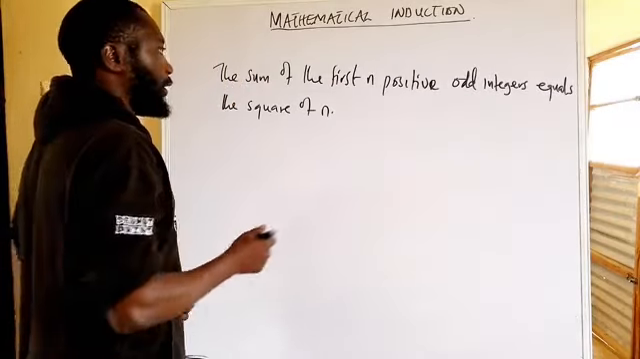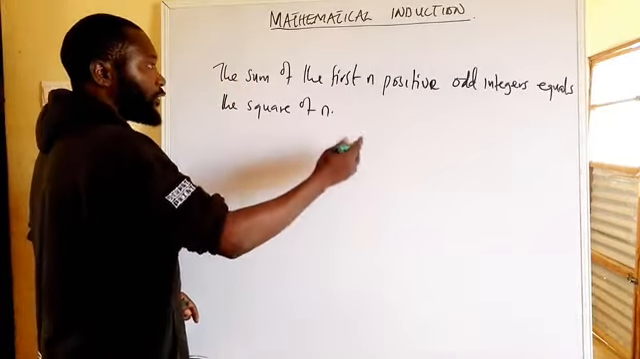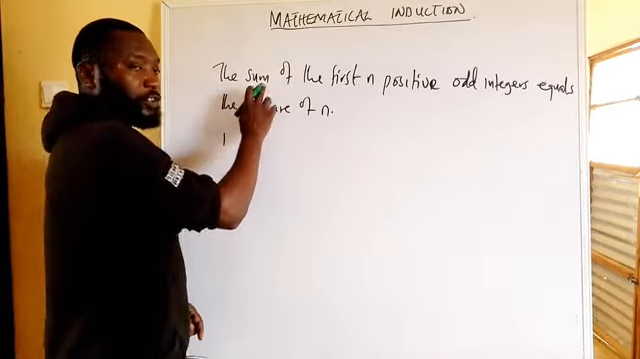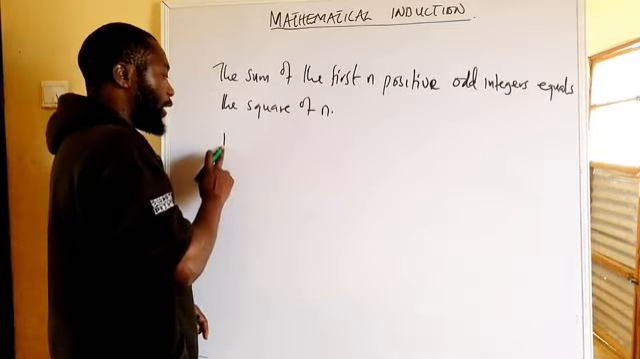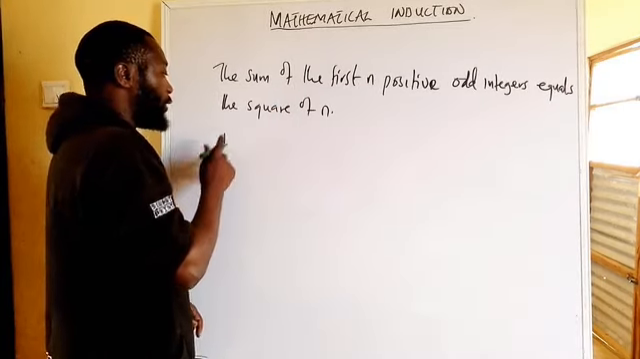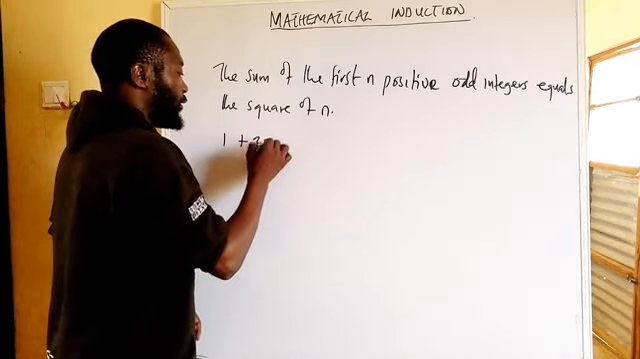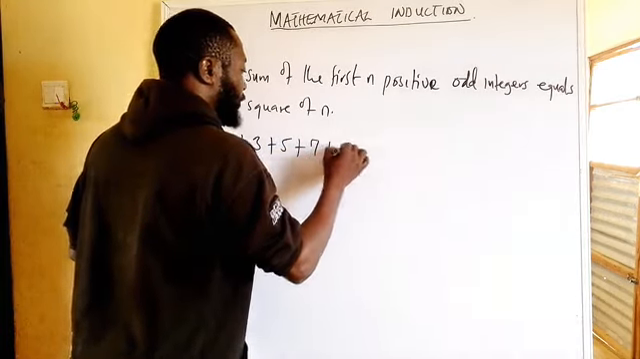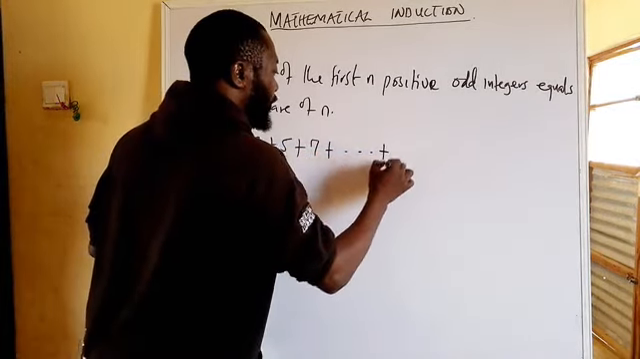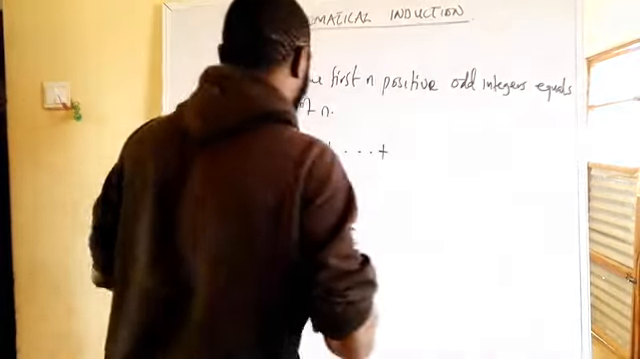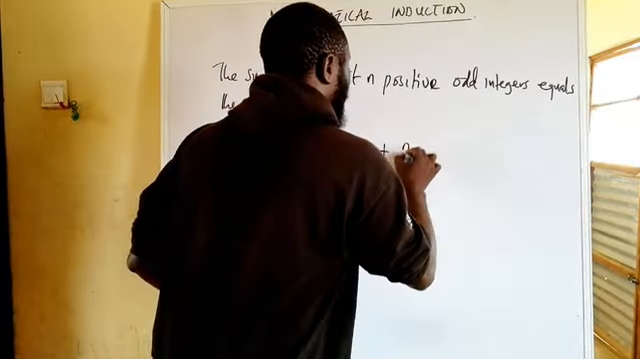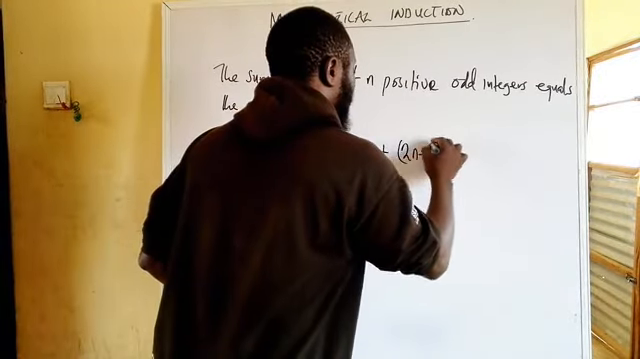So now let's consider this positive. It means you are starting from 1. And you know, the sum. After 1, the next odd number is 3. So plus 3, plus 5, plus what? 7, plus, then the nth term of this list of odd numbers will be 2n minus 1.